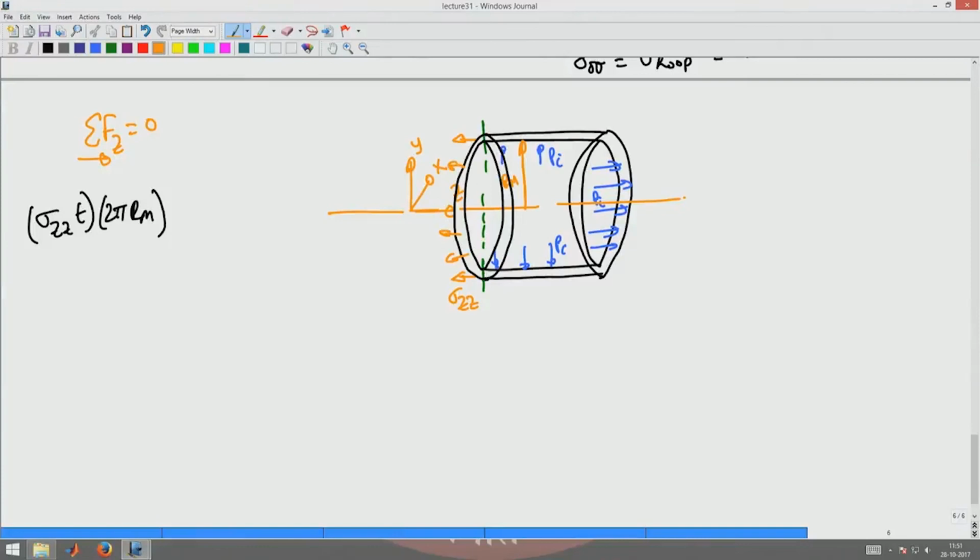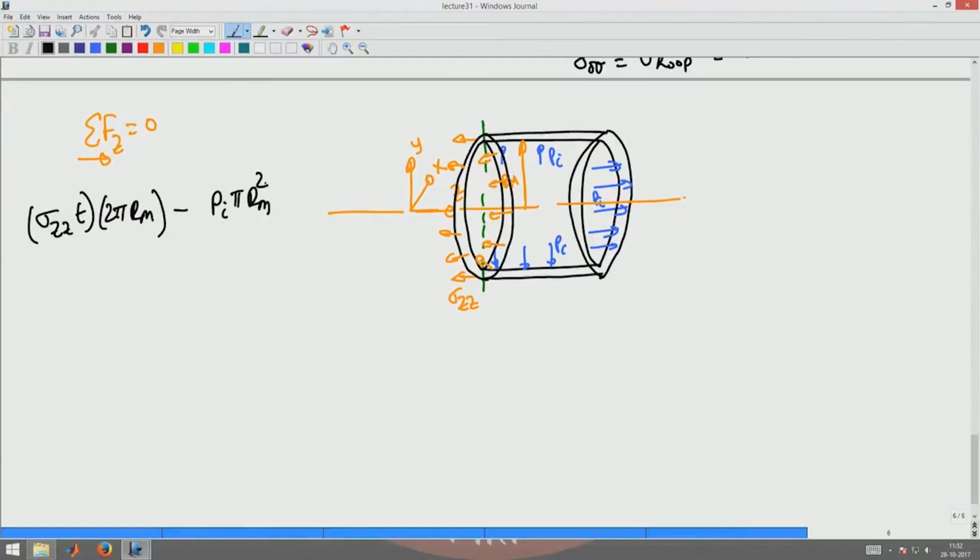Sigma zz is going to act like that over this entire circumference. So that is 2 pi r into T, the cross-sectional area of the cylinder on which sigma zz acts. Now, this has to be balanced by the pressure exerted by Pi on the lid there. So what happens is this minus Pi into, it acts over the circular area pi Rm square.